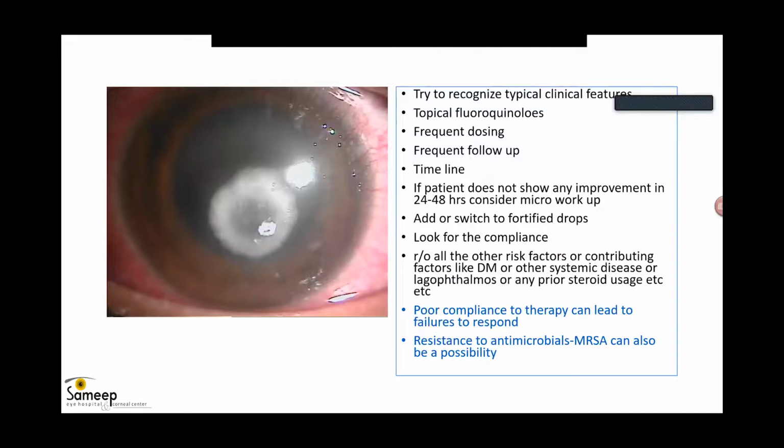If the patient does not show any improvement in 24 to 48 hours, always consider a micro workup. Or at times one should add or switch to fortified drops instead of fluoroquinolones. Look for compliance also, that is very important. Many times we may have prescribed the drops every hour, and the patient may be using them just 2 or 4 times a day. Rule out other risk factors or contributing factors like diabetes mellitus or other systemic disease, lagophthalmos, or any prior steroid usage. Poor compliance to therapy can lead to failure to respond, and resistance to antimicrobials, like if you're dealing with MRSA, is also a possibility. So you have to keep this in mind.